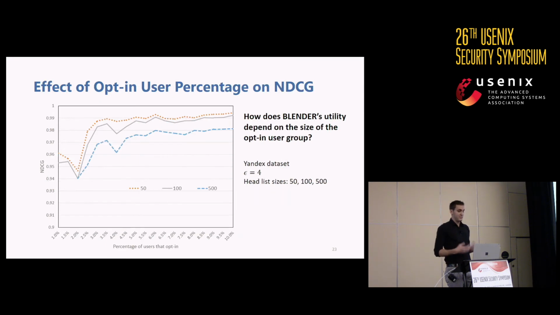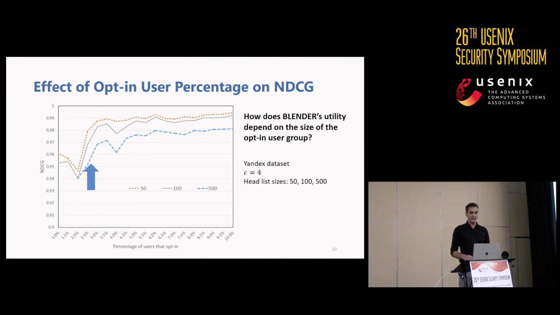So the question we then looked at was essentially, how does Blender's utility change as the opt-in group changes? And also, how does Blender's utility change as we change the head list size? So fixing an epsilon of 4 and using the Yandex data set now, we looked at head list sizes of 50, 100, and 500 across a percentage of opt-in users that ranged from 1% up to 10%. As we see here, around 2.5% is where we start to get results that are above 95% on NDCG, which we consider very good. And after that 2.5%, we see an increase in utility as the opt-in size increases, which isn't surprising. But what is a little bit surprising is that we see diminishing returns here. So this sort of implies that 2.5% is both a necessary and sufficient number of opt-in users for the Yandex data set for these head list sizes.